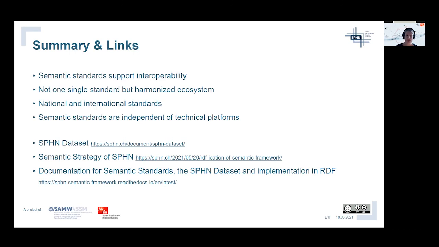And here we provide some more links related to SPHN and where we use the standards. So we use them in the SPHN dataset. Here linked to the SPHN strategy, and also a documentation on read the docs on the semantic standards, the dataset and the implementation and RDF.